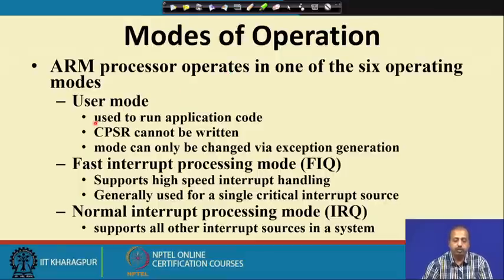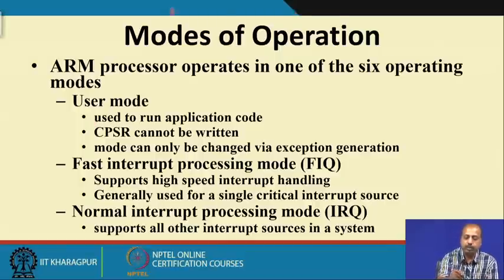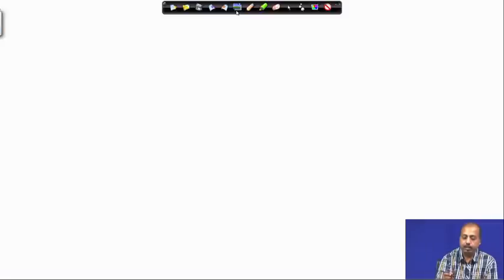If you look into the modes of operation, then the ARM processor can execute in different modes. First one is the user mode, when the program is executing some application code. In general, whenever you are looking into a processor operation, the operations can be classified into different categories. The basic mode is the user mode of operation.